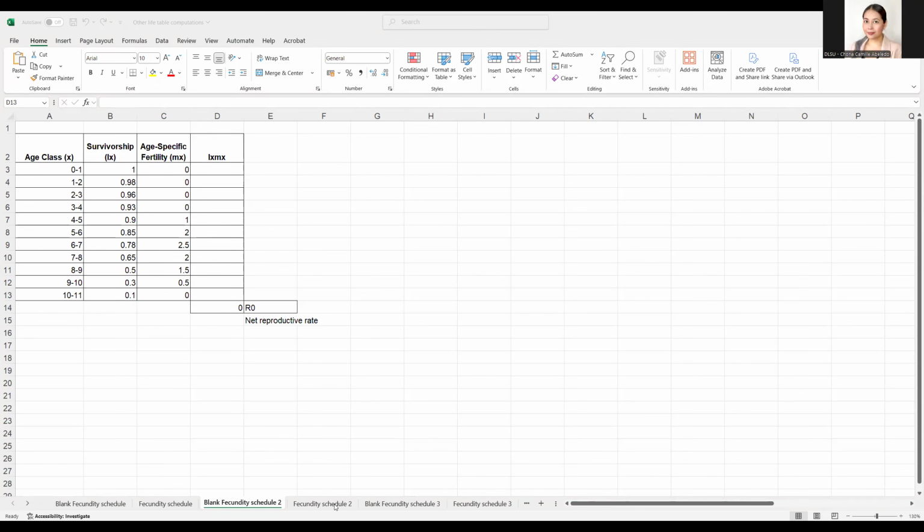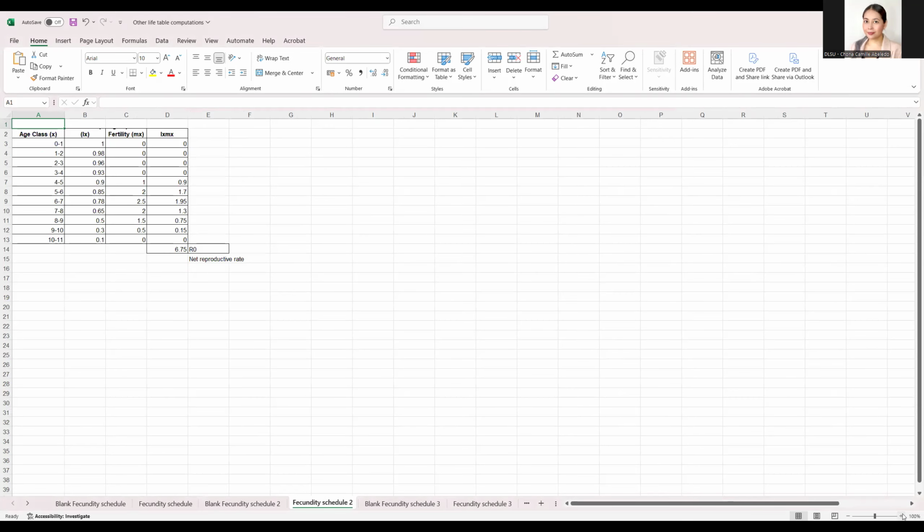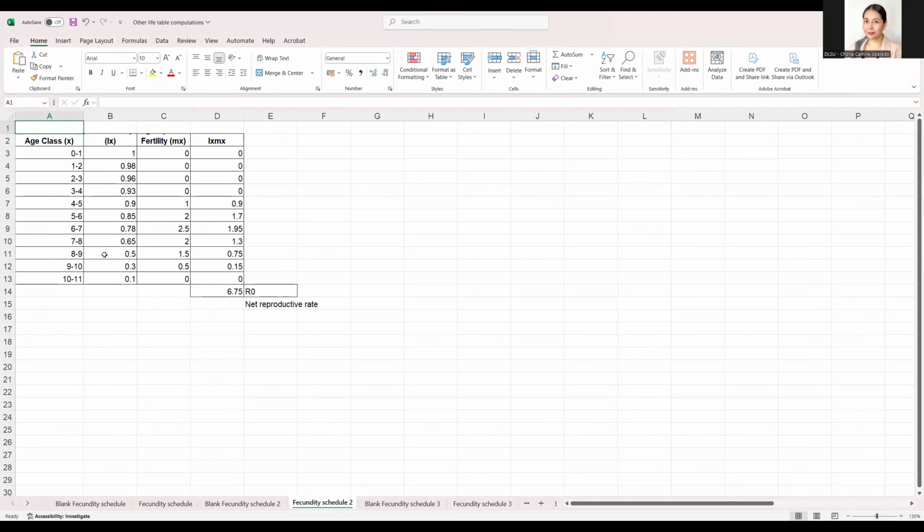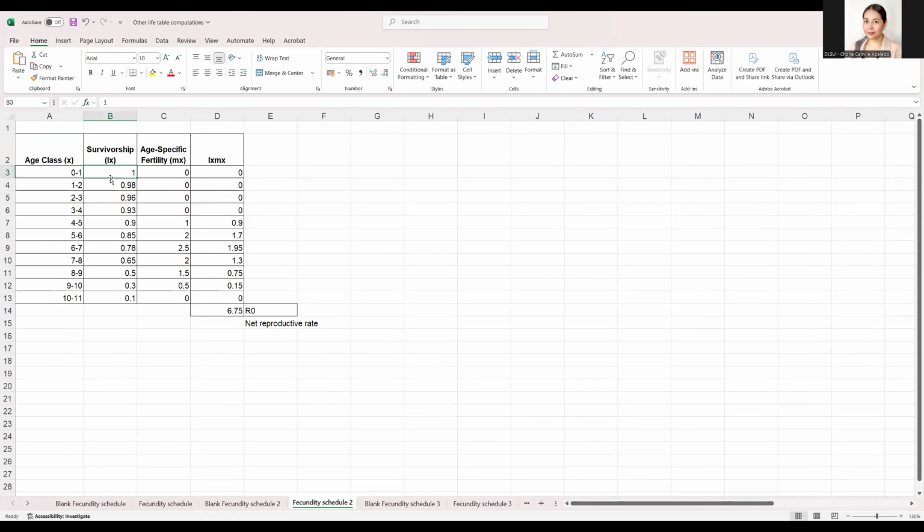So let's see if their computations are correct. So for the fecundity schedule of the second population, just to make sure everybody's getting the computations correctly, it's straightforward. 1 times 0 is 0. 0.98 times 0 is 0. 0.96 times 0 is 0. 0.93 times 0 is 0. 0.91 times 1 is 0.9.